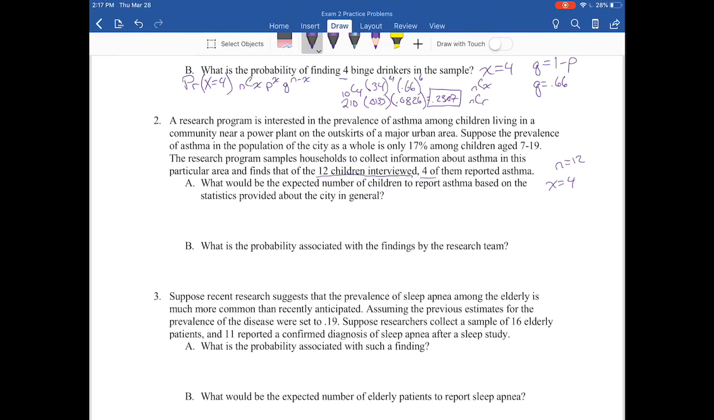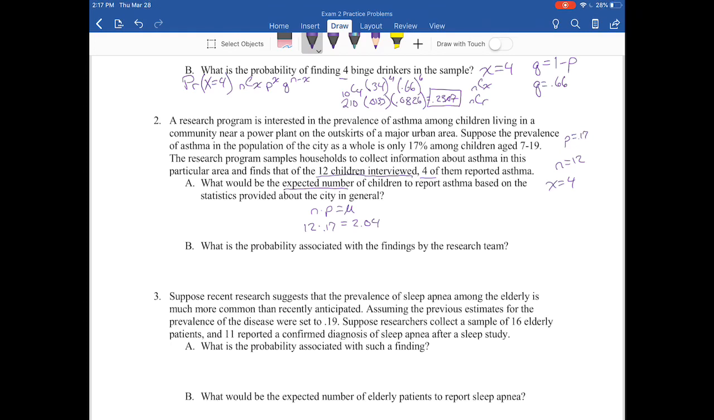Now the very first part you might ask is, what's the expected number? When we do expected number, remember that's n times p equals mu. Anytime you see expected number or expected value, think of the mean, the mu. So n times p, where p is equal to 0.17. n is 12, p is 0.17. Multiply those out, and it equals 2.04. That is your mu.